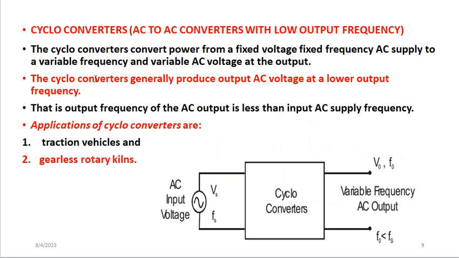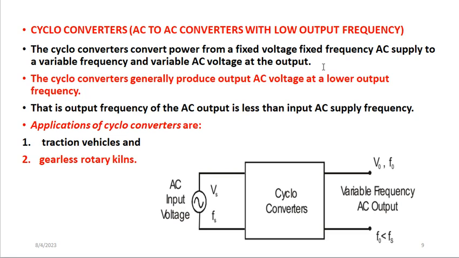So we now move to cycloconverters, which are also AC to AC converters. But the difference between this one and the first one we have just finished is that this one has low output frequency. The cycloconverters are used for converting power from fixed voltage, fixed frequency AC. That is, my input should be of fixed voltage level and fixed frequency. Now change it into another AC with variable frequency and variable voltage at the output terminal.